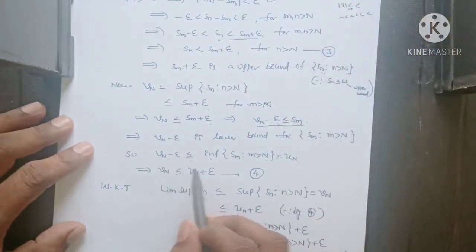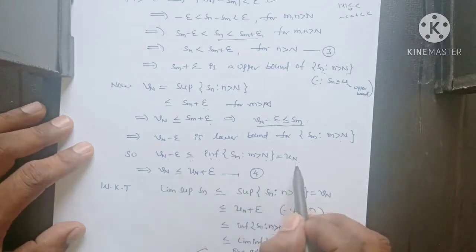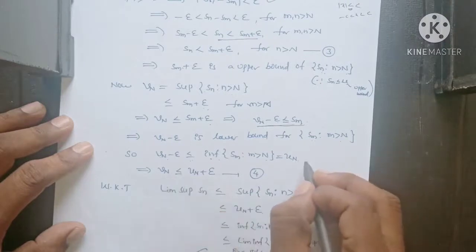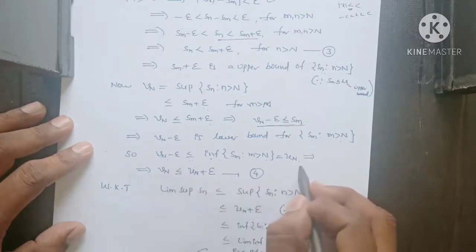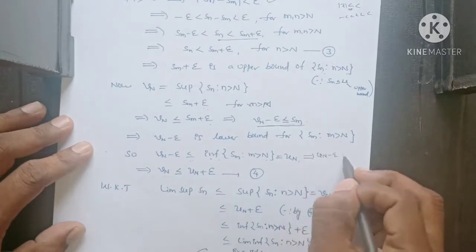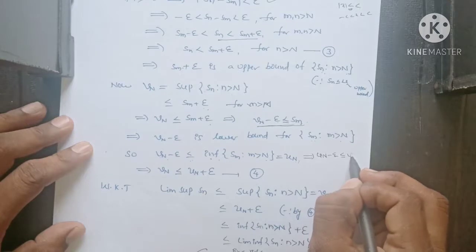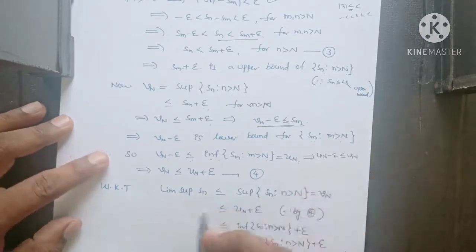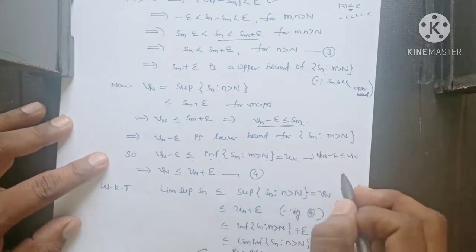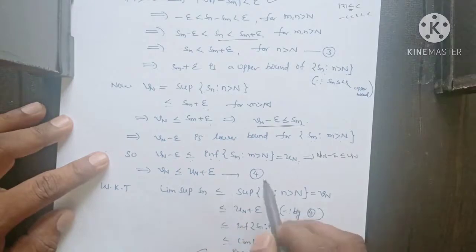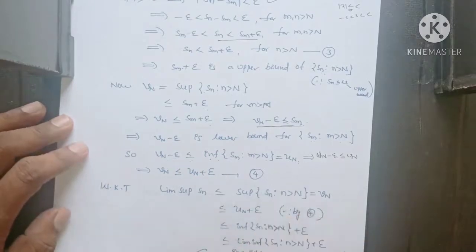So Un minus epsilon is less than or equal to Un. Adding epsilon on both sides, we get Un minus epsilon less than or equal to Un. This is Vn, sorry. This is Vn minus epsilon less than or equal to Un. Therefore, Vn is less than or equal to Un plus epsilon. This is equation 4.